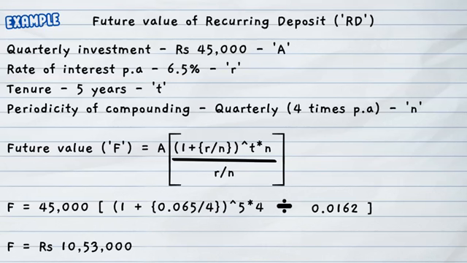In this practical scenario, we will look at the future value of a recurring deposit. Okay, let's look at an example. Let's say the quarterly investment we are making is rupees 45,000. I have to mention here, in RDs, the investment is monthly. But for the sake of simplicity of our calculation, we are considering payment every quarter. In any case, banks compound the interest only quarterly. The rate of interest per annum is 6.5%. The tenure is 5 years. The periodicity of compounding is quarterly. So banks compound the interest every quarter.